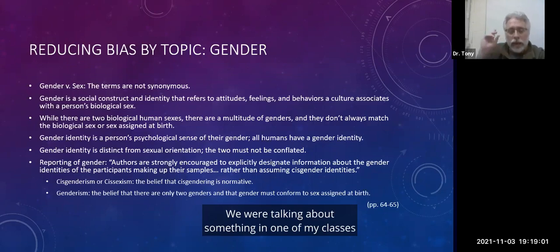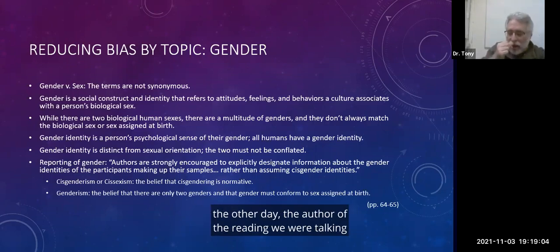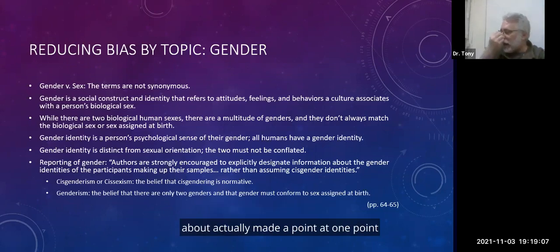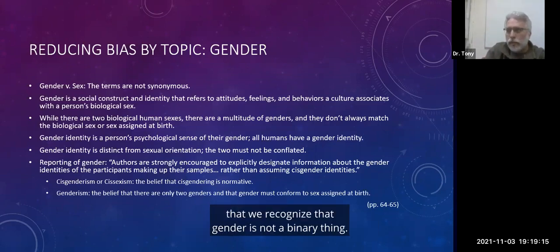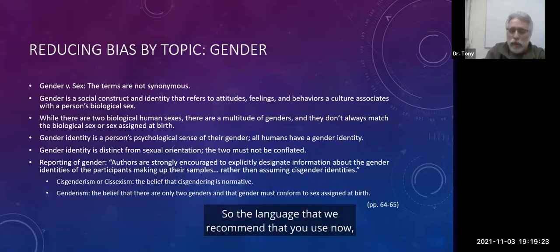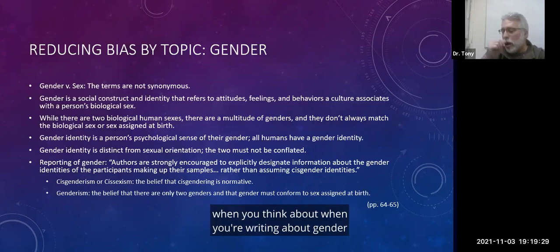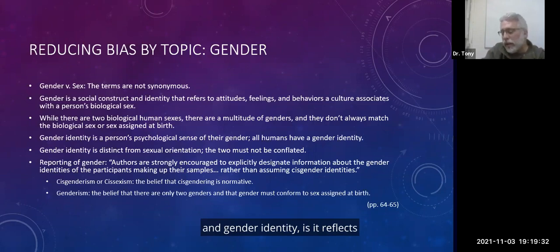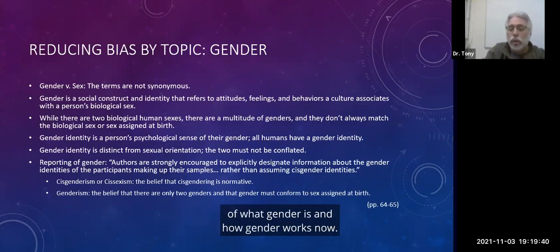We were talking about something in one of my classes the other day. The author of the reading we were talking about actually made a point at one point of referring to both genders. And we had to stop and discuss the fact that we recognize that gender is not a binary thing. So to speak of both genders is technically inaccurate, right? So the language that we recommend that you use now, and think about when you're writing about gender and gender identity, reflects our more complex understanding of what gender is and how gender works now.